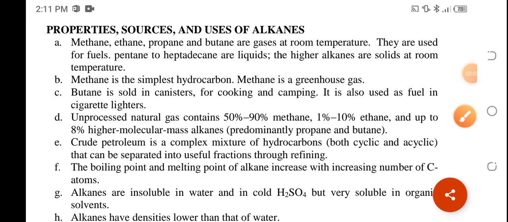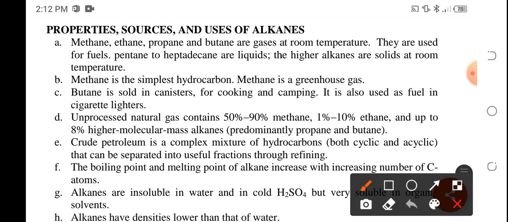Okay, properties, sources, and uses of alkanes naman tayo. You have to take note that the physical state of alkanes with a very small number of carbon atoms, such as methane, ethane, propane, and butane, exist as gases at room temperature. So from alkanes with one carbon atom until four carbon atoms, gases sila.